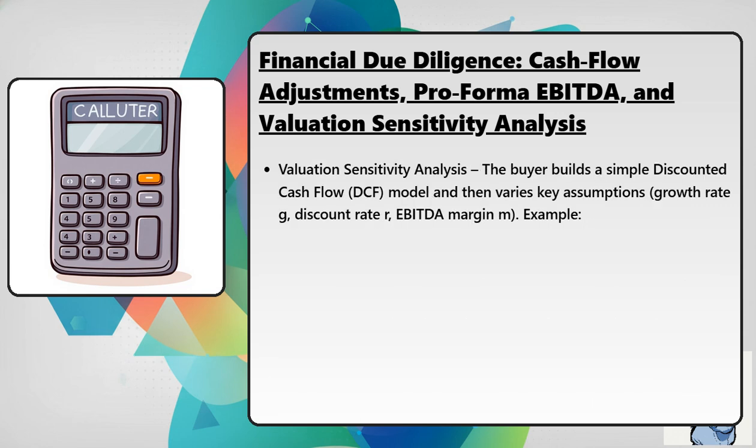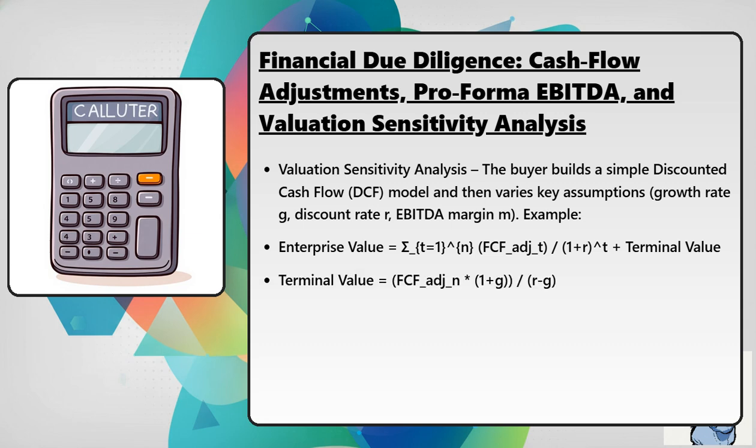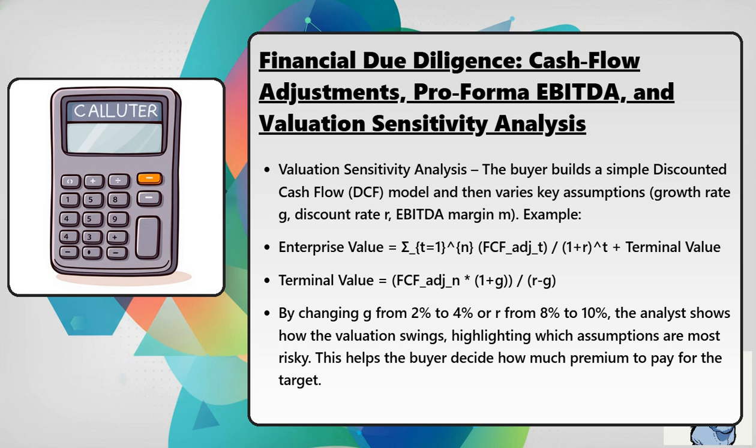Valuation sensitivity analysis: the buyer builds a simple discounted cash flow model and then varies key assumptions: growth rate G, discount rate R, EBITDA margin M. Example: enterprise value equals the sum from t=1 to N of FCF adjusted t divided by (1 plus R) to the t, plus terminal value. Terminal value equals FCF adjusted N times (1 plus G) divided by (R minus G). By changing G from 2% to 4% or R from 8% to 10%, the analyst shows how the valuation swings, highlighting which assumptions are most risky. This helps the buyer decide how much premium to pay for the target.